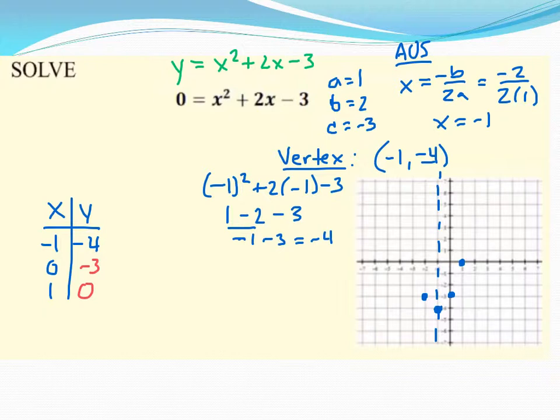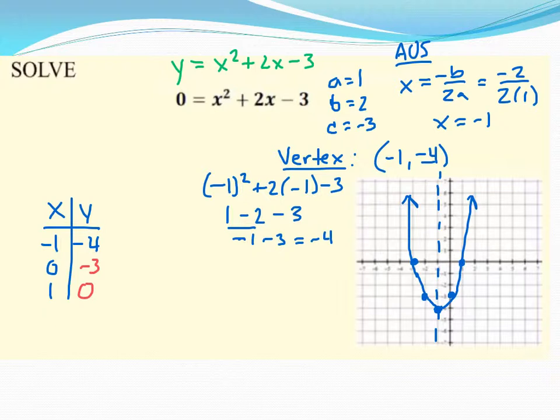Same thing here, if I know this one, hey look, it's 2 away from the axis, I know I'm going to have one 2 away over here at negative 3. So I know right away, once I graph one side, I can graph the rest and sketch my parabola. Now our goal for today is to talk about how to solve.